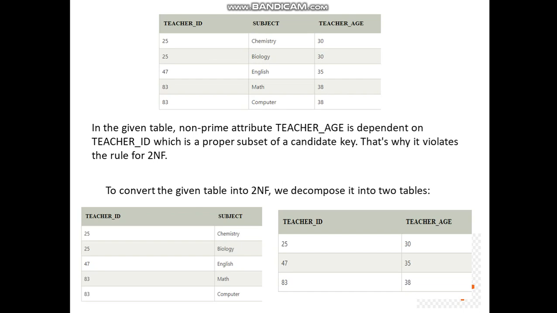To convert the given table into 2NF, we decompose it into two tables. Now we'll write teacher ID and subject. The second table is teacher ID and teacher age. So that means my table will come into 2NF.